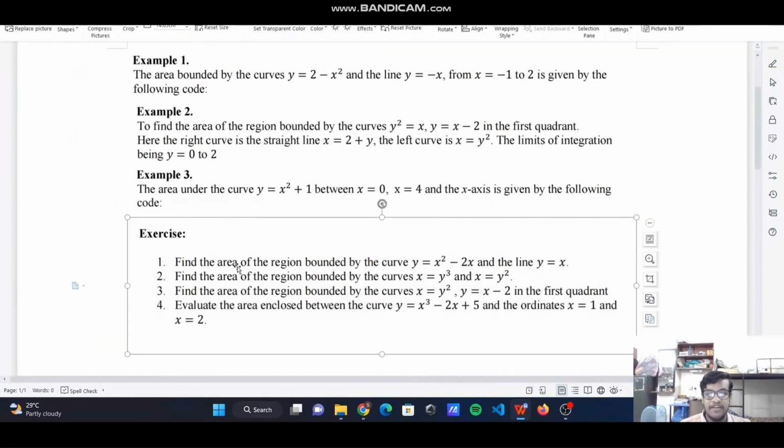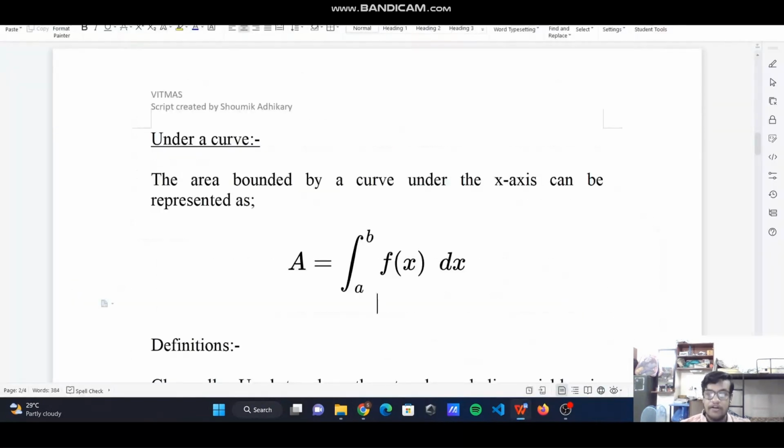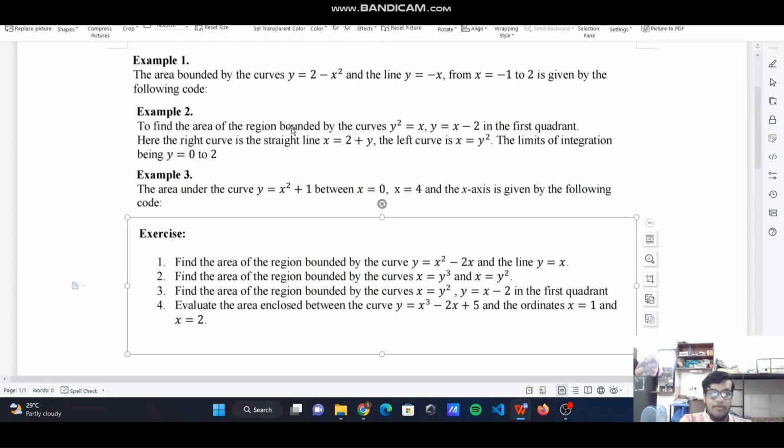Now, first exercise: find the area of the region bounded by the curve y equal to x square minus 2x and y equal to x. Now, x square minus 2x equal to x. Also, if you don't feel like solving these, there is one way to solve it using the solve function. I will not show it in this video, but basically you don't need to manually solve this if you want. However, this is not that tough of a computation to do.